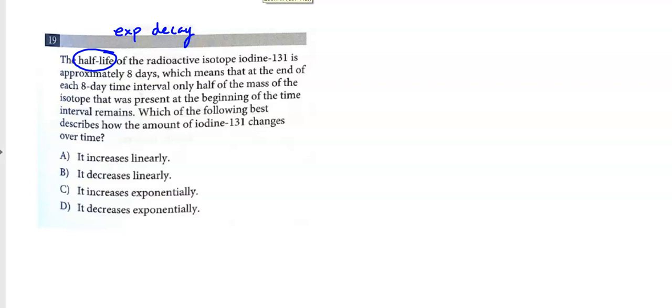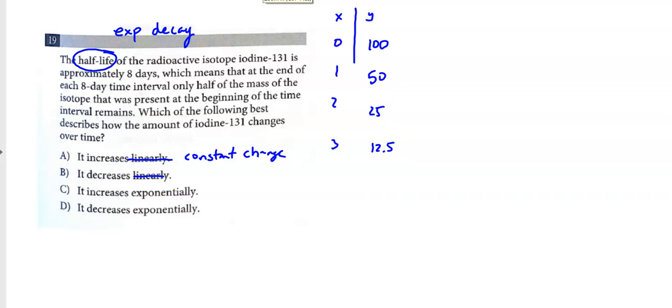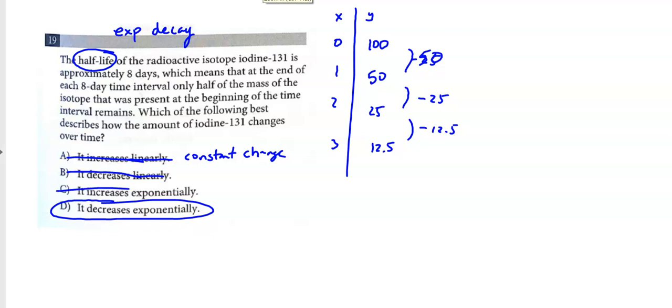So it's not linear. Remember, linear means constant change. And this is not constant change because it gets cut in half. So for instance, if you start with 100 and you get cut in half, and you get cut in half, and you get cut in half, like if this was x and y, it's not constant change. It's changing by a different amount every single time. This one dropped by 50, this one dropped by 25, this one dropped by 12.5. That's not linear. And it's not growing or increasing. So the correct answer here is D.